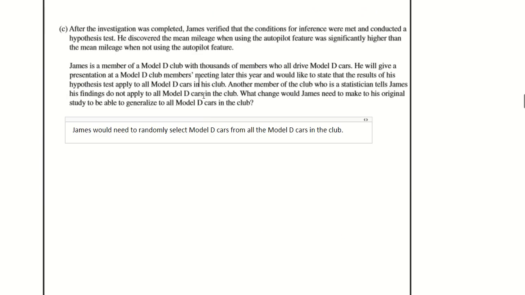So this question is asking how can James be able to generalize to all Model D cars in the club, and what he needs to do is to randomly select Model D cars from all the Model D cars in the club. Basically, what I'm saying is you need to randomly sample in order to generalize to a population.